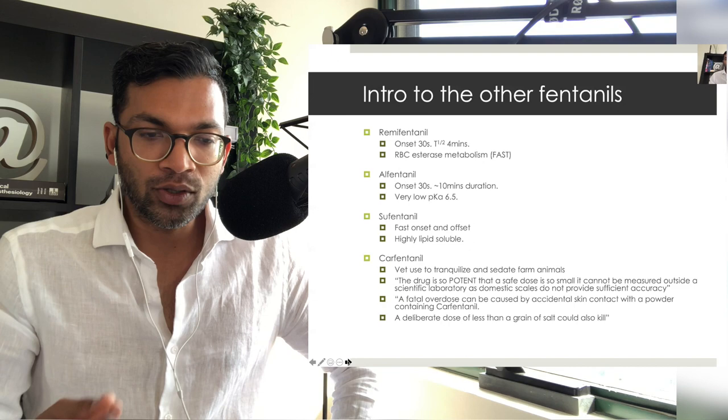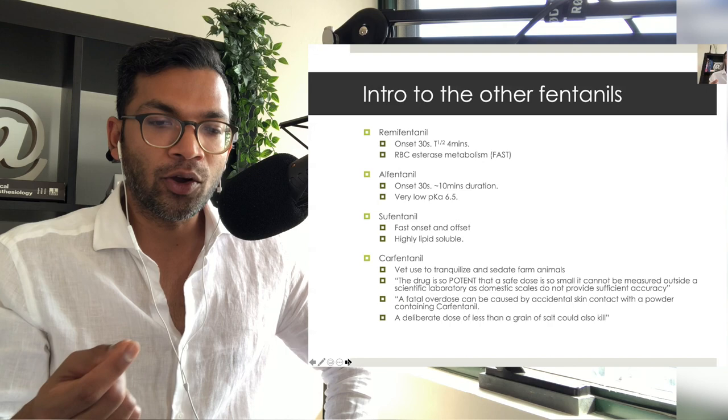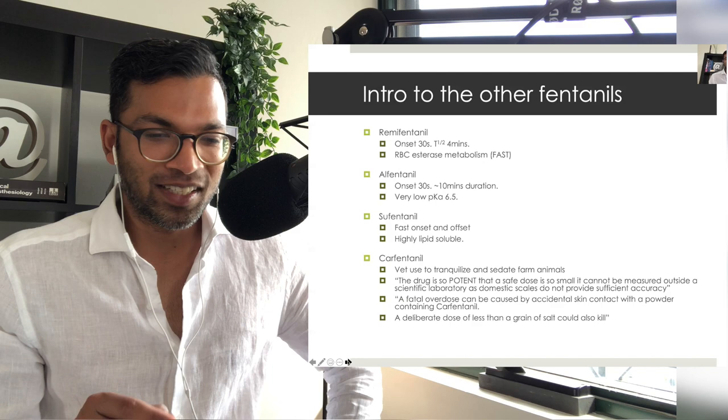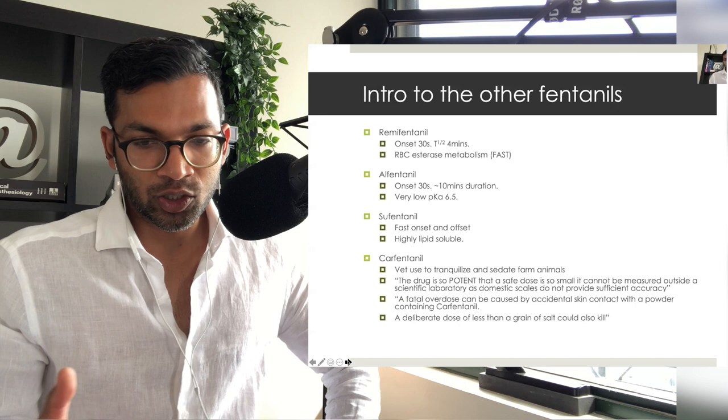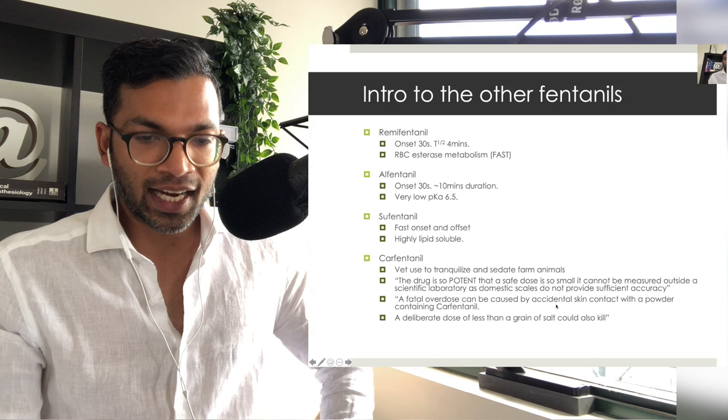Efficacy is the maximum effect of a drug, and potency is how much effect a certain amount of drug can cause. Carfentanil is efficacious, but it's so potent that even the statement from the health website says a safe dose is so small, it cannot be measured outside a scientific laboratory, as domestic scales do not provide sufficient accuracy. And what was happening was people dealing with the drug trade were combining carfentanil with other agents, and over 100 people overdosed with this compound.